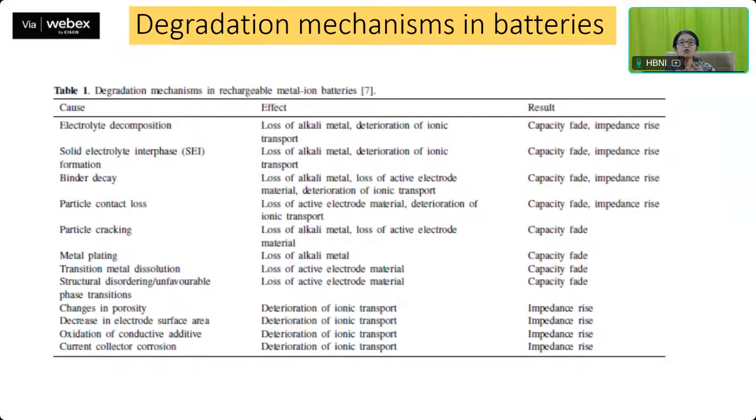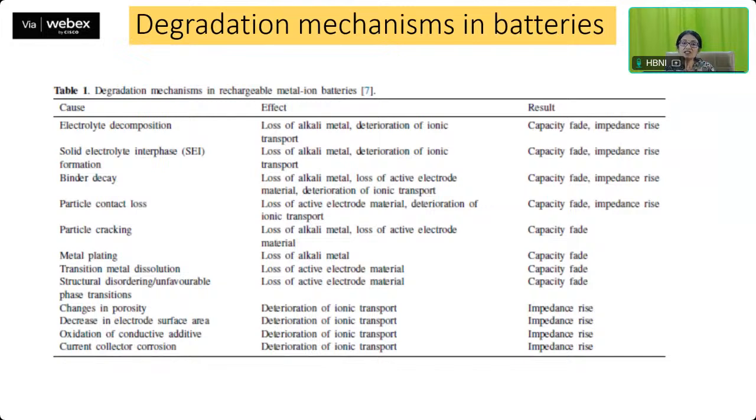Now, there are certain things which can happen on the electrode surface, like there can be a change in porosity. As your discharging or cycling proceeds, you might see a change in the porosity of the electrode surface. So immediately there is going to be a deterioration in the ionic transport, and immediately you will find a rise in the impedance.